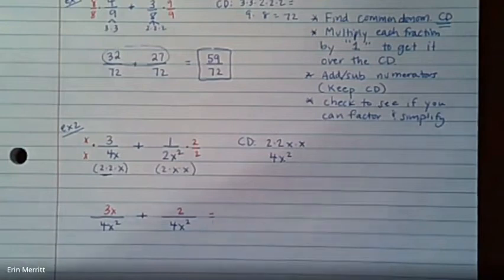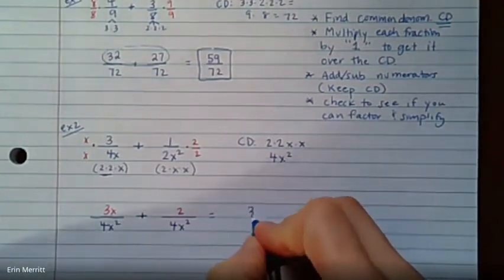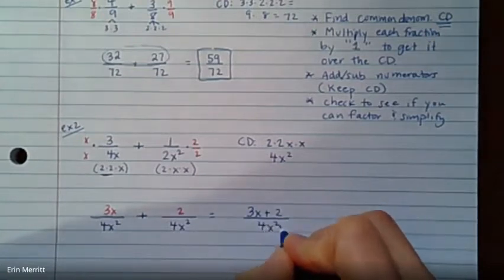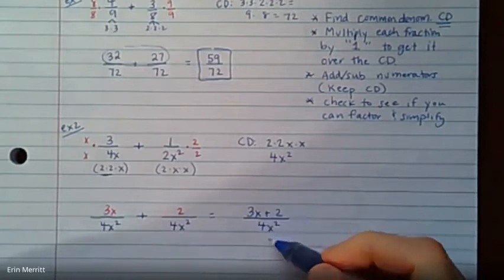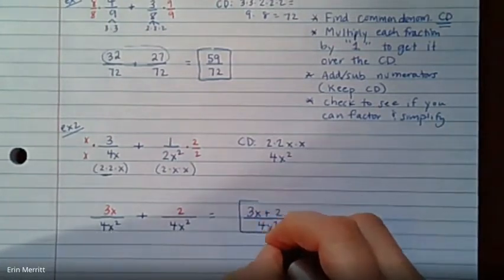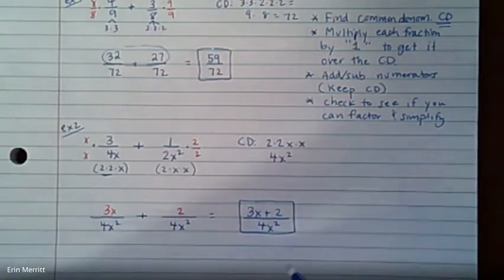Now that I have a common denominator, now I want to add together the numerators. So 3x plus 2 over 4x squared. And then this, I can't factor that any further. There's nothing more. I'm just going to box it in and call it a day. That is my answer there. All right.